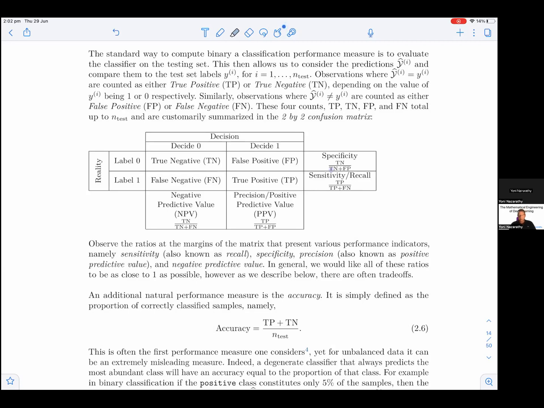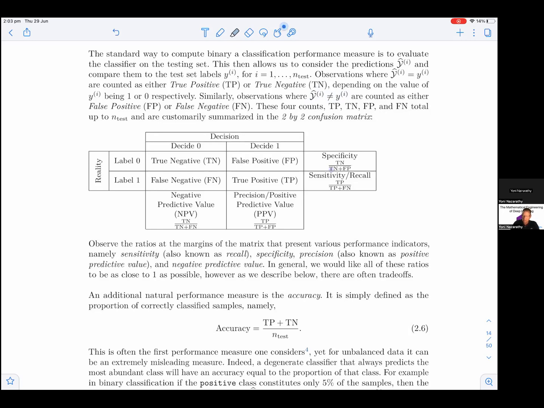Similarly, observations where this equality does not hold are counted as either false positive or false negative, depending on whether the prediction is positive or negative.